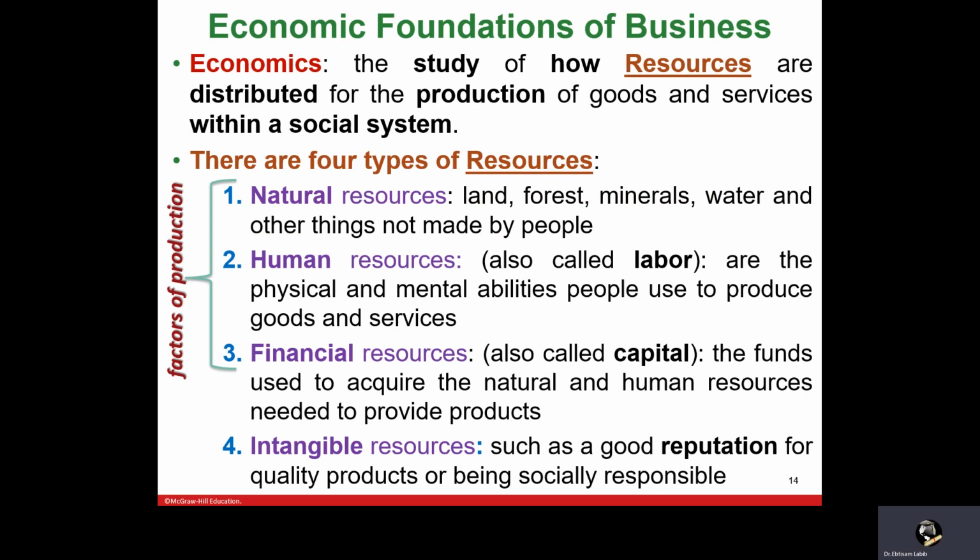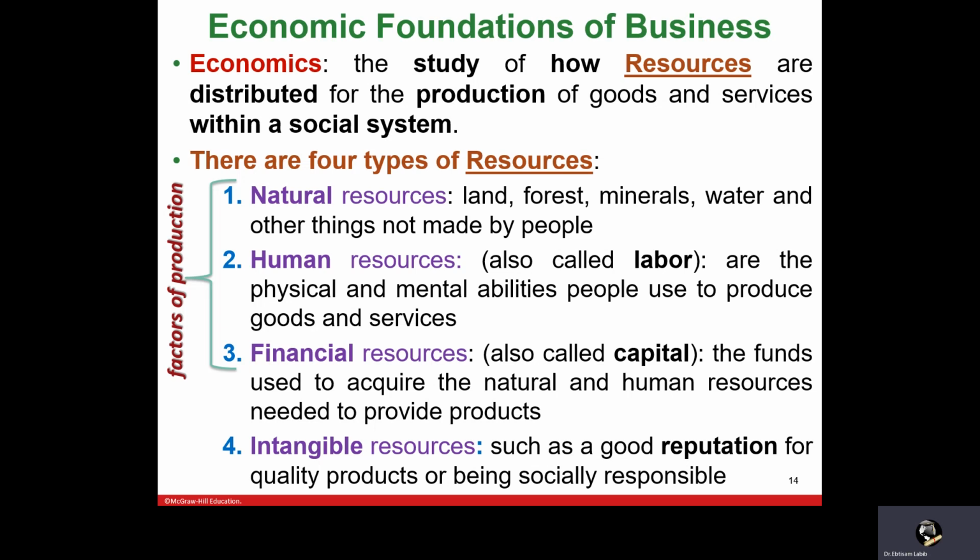Let's move to economics. What do we mean by economics? Economics is the study of how the resources are distributed in a social system to produce goods and services. The resources could be of four types: natural resources, human resources, financial resources, and intangible resources. Examples of natural resources are anything that has not been made by people, like land, forest, minerals, oil, water, stones, and so on.